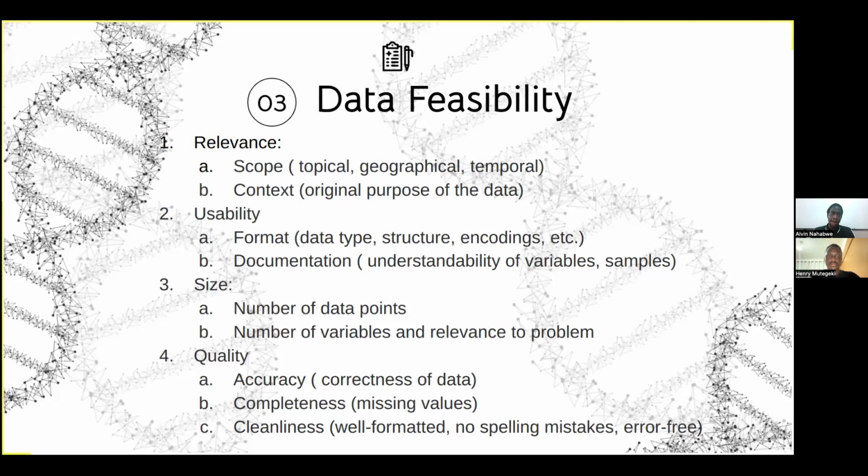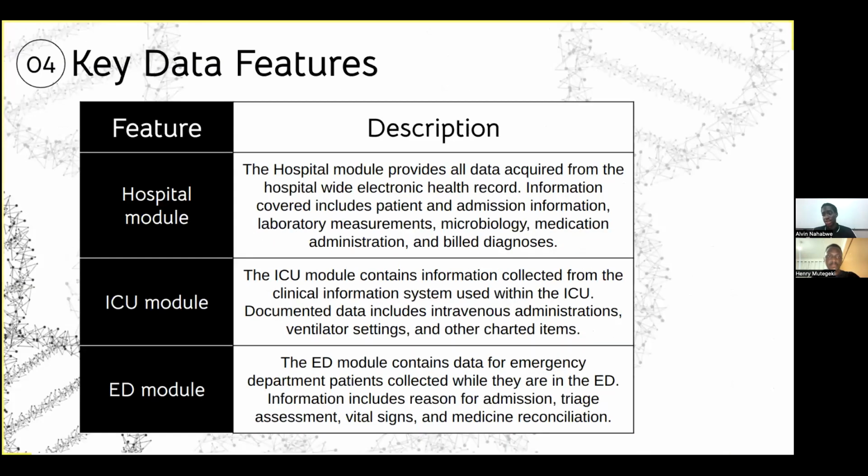So the key features that we look at in this data set are: one, the hospital module, which documents all the electronic data collected through all sections of the hospital in terms of laboratory management, medical prescriptions and bill diagnosis, and so on and so forth. The second looks at the ICU module, which looks at things that happen within the ICU unit, so IV administrations and monitor charts and ventilator settings.